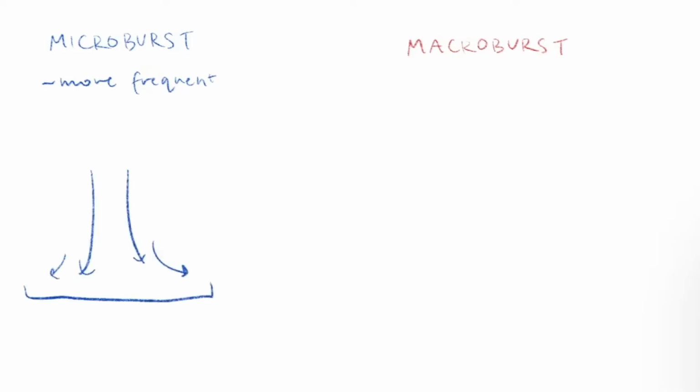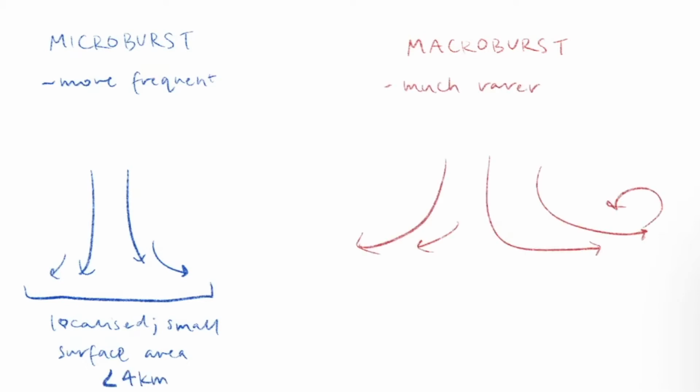Downbursts can be categorized into two types: microbursts and macrobursts. Microbursts are much more frequent. This is where the damage is confined to a more localized area of less than 4 kilometers. Otherwise, they are considered macrobursts, which are incredibly rare.